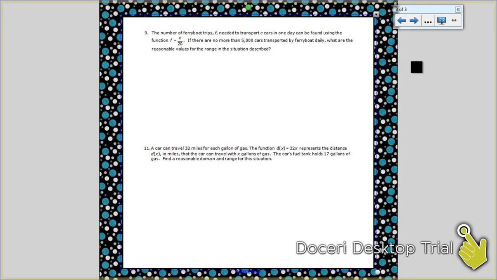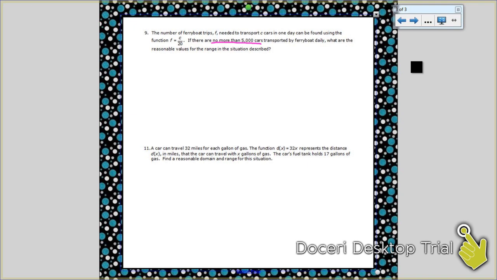So look at number 9 in your packet or on your notes, and it says the number of ferry boat trips F needed to transport C cars in one day can be found using the function F equals C divided by 20. If there are no more than 5,000 cars transported by the ferry boat daily, what are the reasonable values for the range in the situation described?